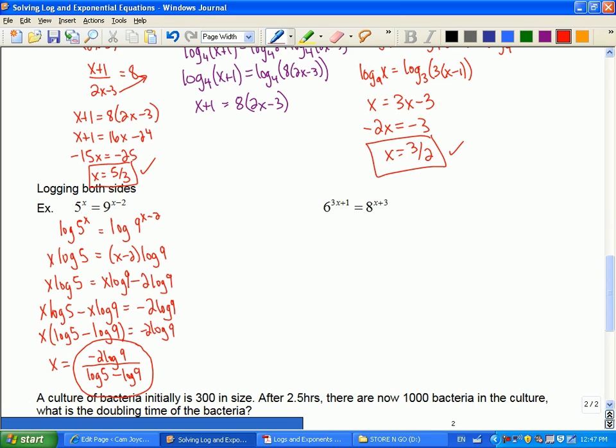So try the next one. It's the same technique. Take a deep breath. Know that it's going to go from this little exponential equation and get messy and turn into a fraction at the end. But give it a try and I'll catch up to you.